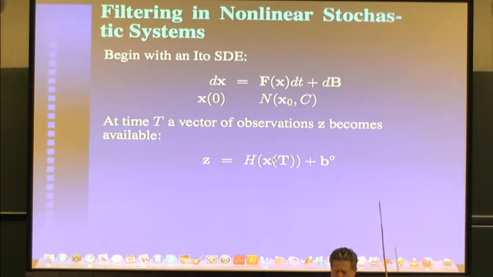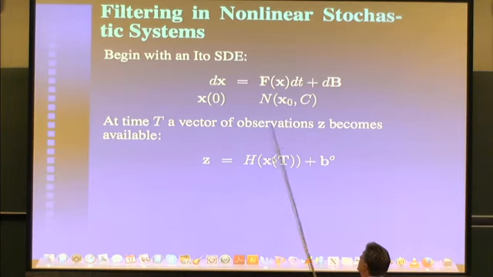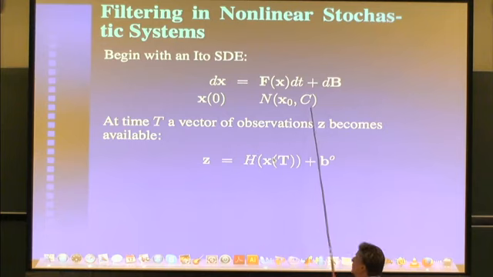Here's the scheme. We assume that the system we're looking at is governed by a stochastic differential equation. Assume an Ito stochastic differential equation. I want Ito here, even though I'm probably not going to do a proper Ito calculation if you looked at the details, because I want the Fokker-Planck equation. And I assume that the initial condition is nicely Gaussian, a normal distribution about some initial guess that I assume is pretty good, with some covariance matrix C.